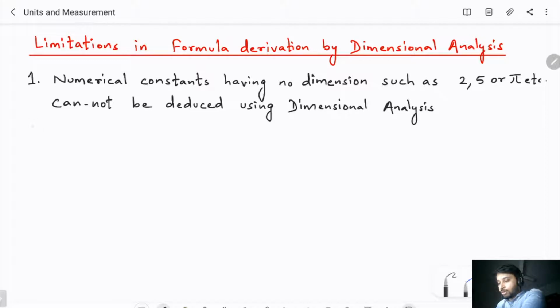The second limitation that we have here is we cannot derive relations other than products of power functions. What it means is we can only derive relations where we have a few physical quantities in multiplication or division. If there is some addition or subtraction involved, those kinds of relations or formulas cannot be deduced with the help of dimensional analysis.